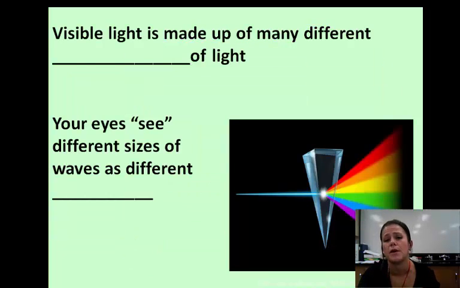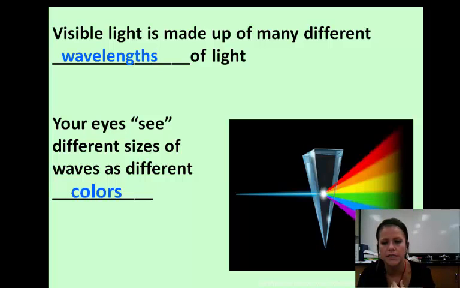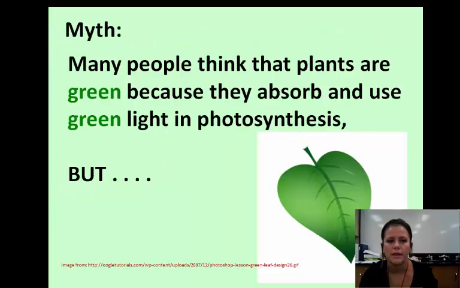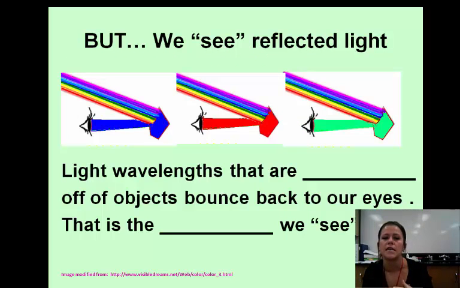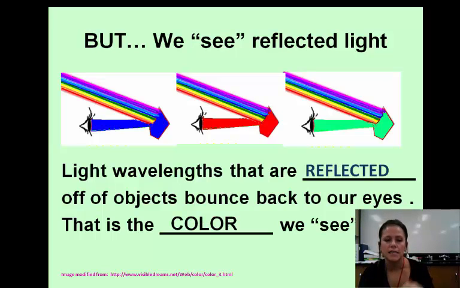And visible light is made up of many different wavelengths of light. Your eyes will see different sizes of waves as different colors. So as we can see in this prism here, the white light goes into the prism, and because of diffraction, it separates the colors and we see the rainbow. Many people think that plants are green because they absorb green light in photosynthesis, but that actually isn't true. We see what is reflected to our eyes. So light wavelengths that are reflected off objects bounce back to our eyes, and that is the color that we see.